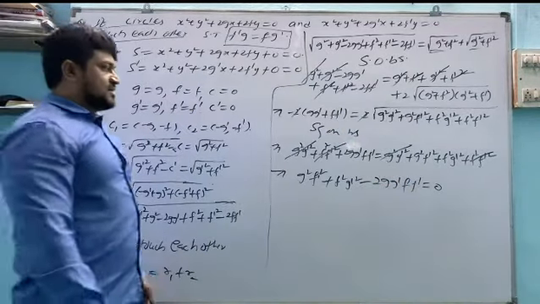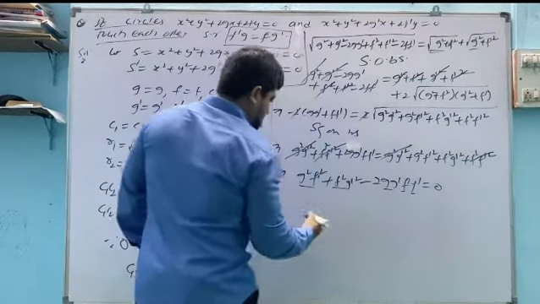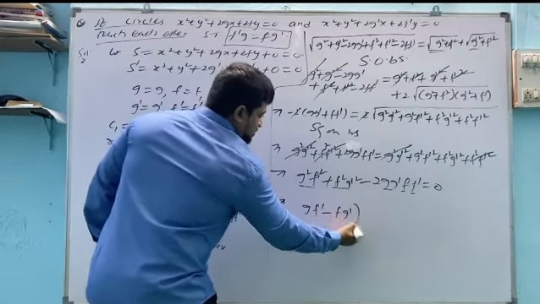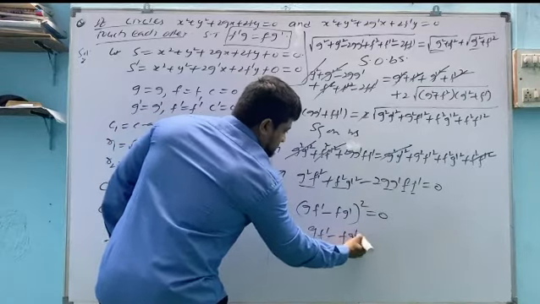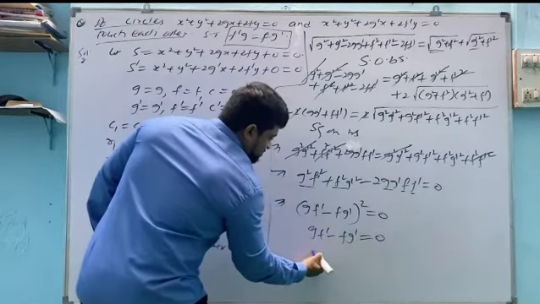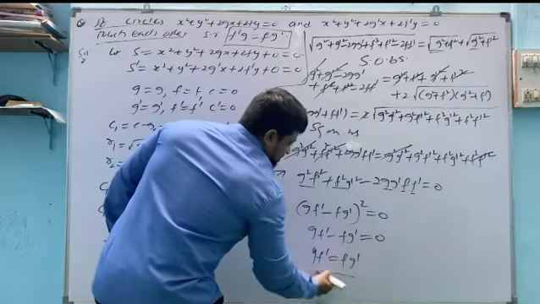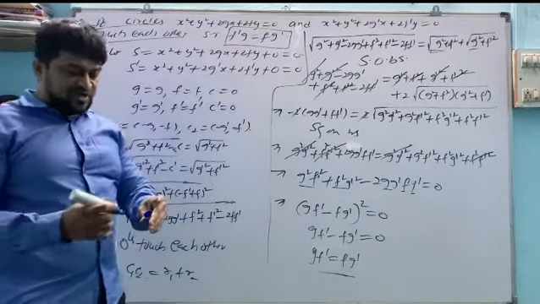Then this is a square plus b square minus 2ab. So what we can write? a minus b whole square equal to 0. So g f dash minus f g dash equals 0. So we can have one term on the left side, and this minus term goes to the right side. Simplify up to some extent, an answer is given to you, write down the answer.